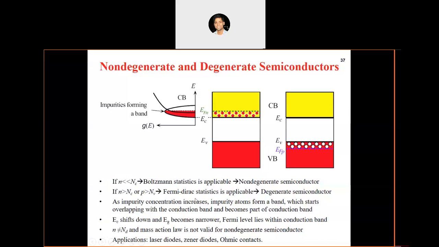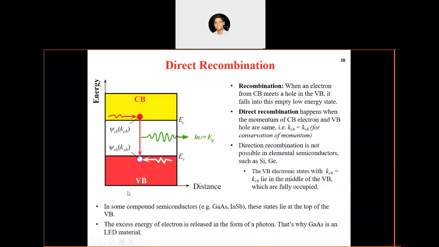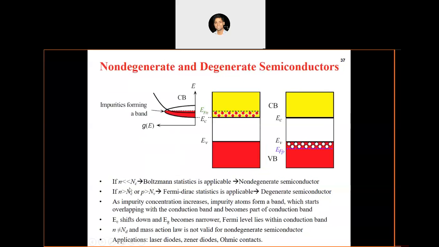But depending on the doping concentration, because you know that n depends on doping concentration, right? Sometimes the carrier concentration can be in excess. It can be more than the effective density of states in the conduction band, or the hole concentration can be greater than the effective density of states of the valence band, right? Of course, it will depend on whether it is an n-type semiconductor or a p-type semiconductor, right?